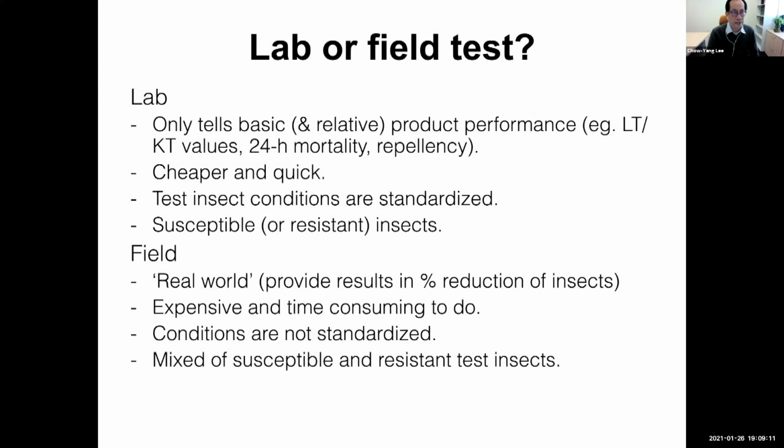This is my last slide, lab or field tests. If you're using lab tests, this is cheap, this is fast. You could standardize your test insects. You could also compare with a susceptible strain. But if it's a field situation, when you are testing in the field, this is a real situation. Your insects are mixed between susceptible and also resistant insects. Generally, field tests are more expensive to be done, time consuming too, especially when you are testing an insecticide product. You need to have enough replicates before you can get good results.